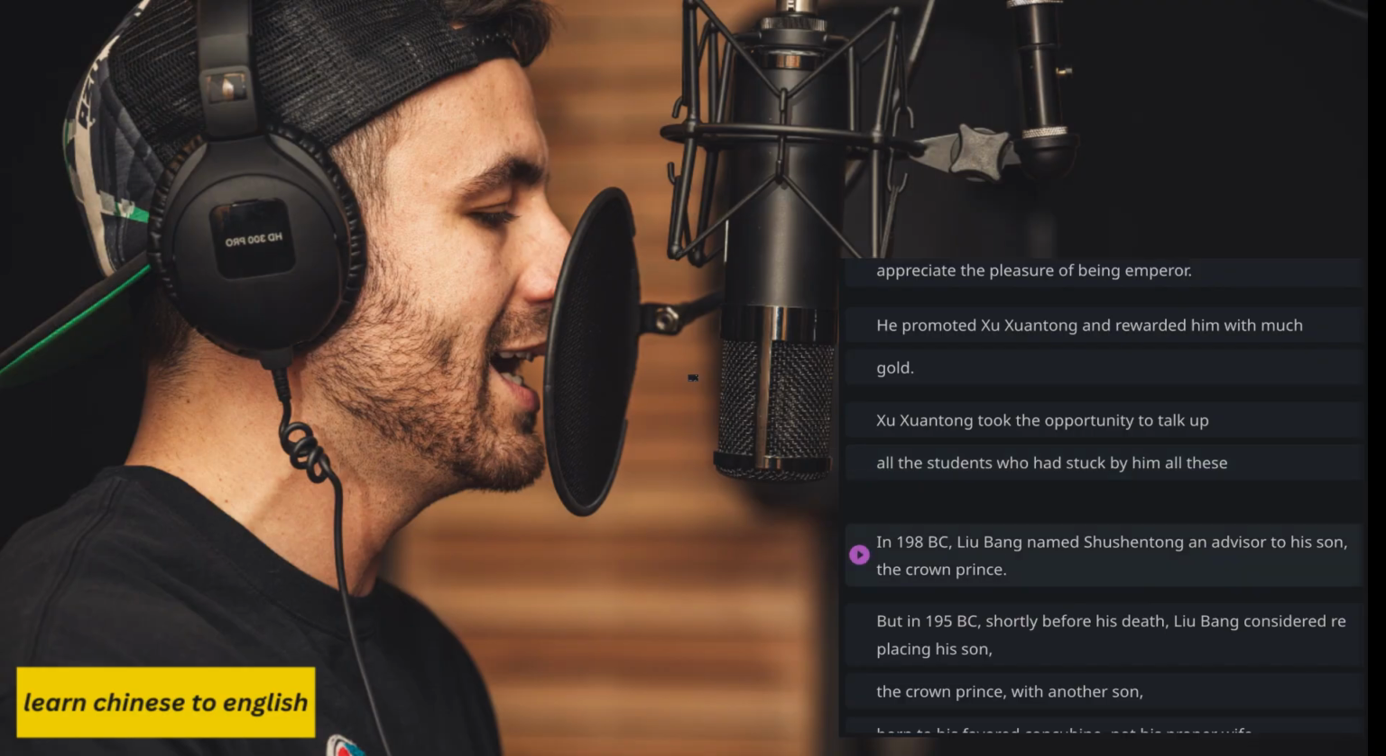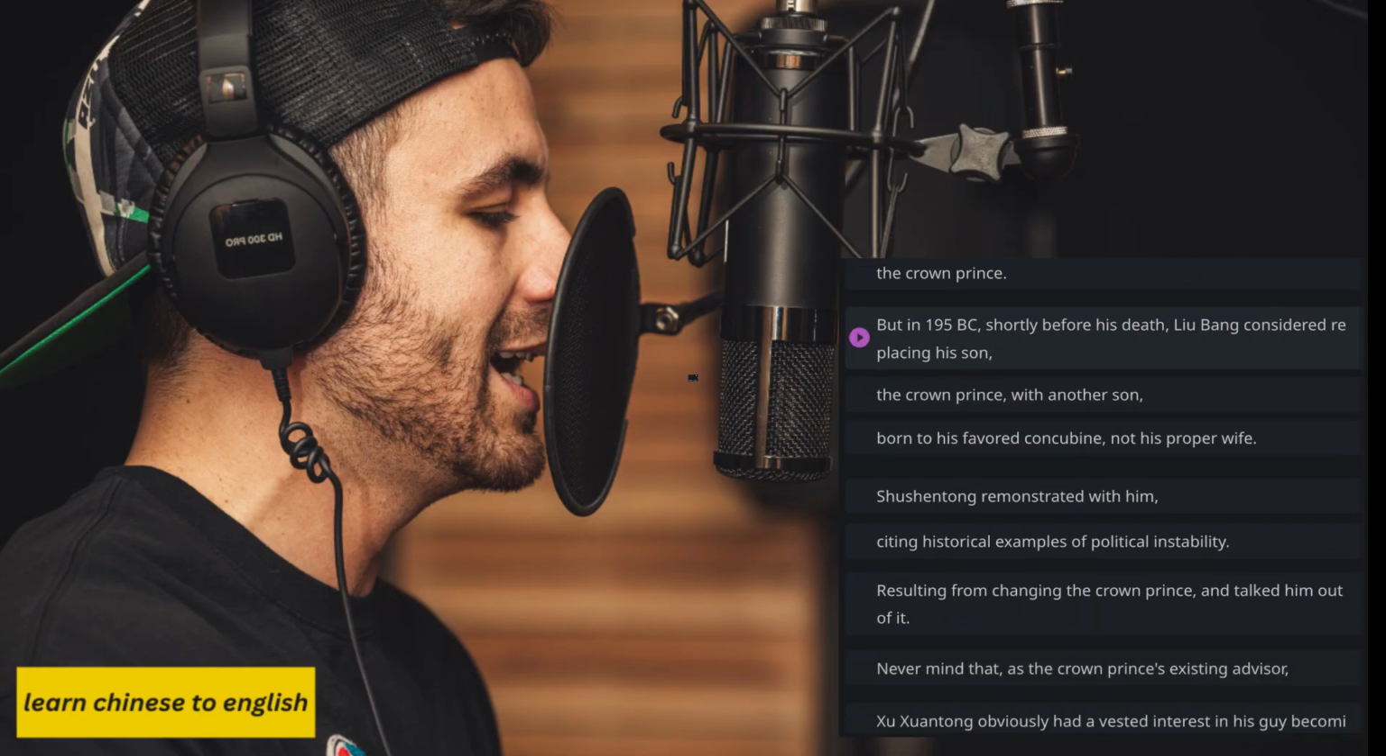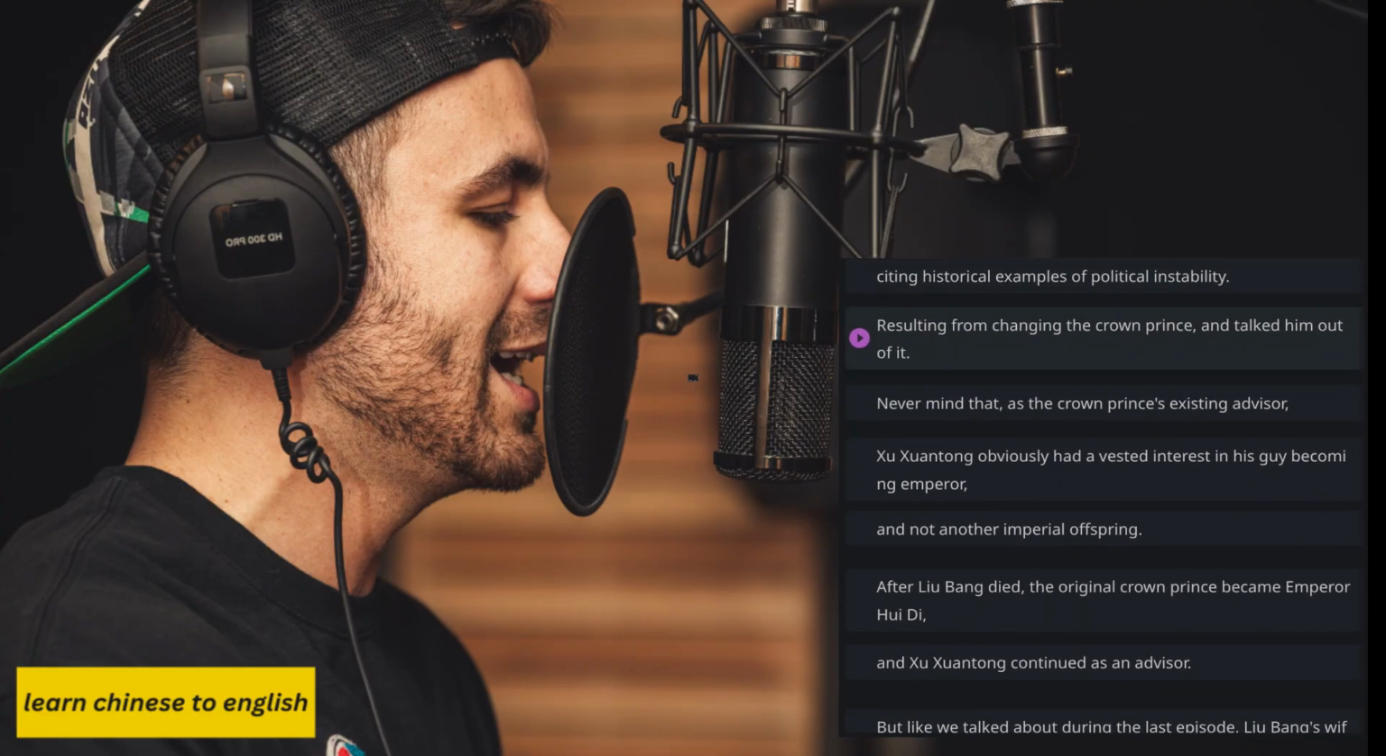In 198 BC, Liu Bang named Shusun Tong an advisor to his son, the crown prince. But in 195 BC, shortly before his death, Liu Bang considered replacing his son, the crown prince, with another son, born to his favored concubine, not his proper wife. Shusun Tong remonstrated with him, citing historical examples of political instability resulting from changing the crown prince, and talked him out of it. Never mind that, as the crown prince's existing advisor, Shusun Tong obviously had a vested interest in his guy becoming emperor, and not another imperial offspring.